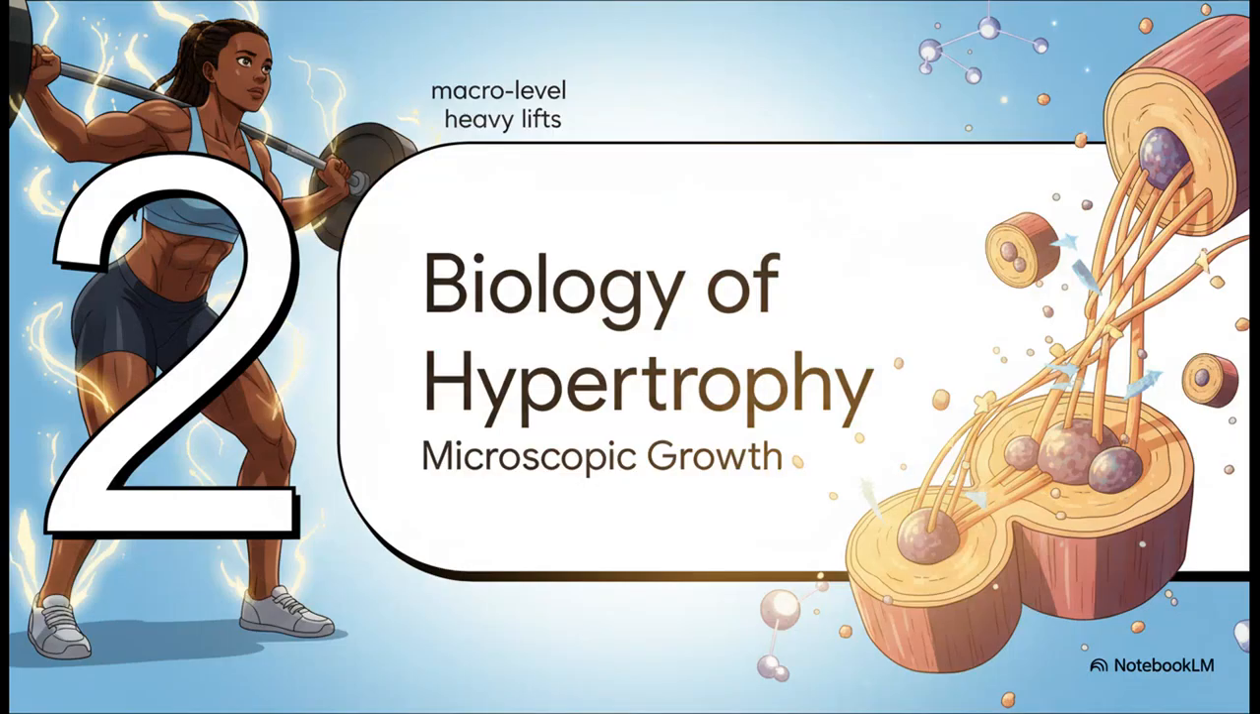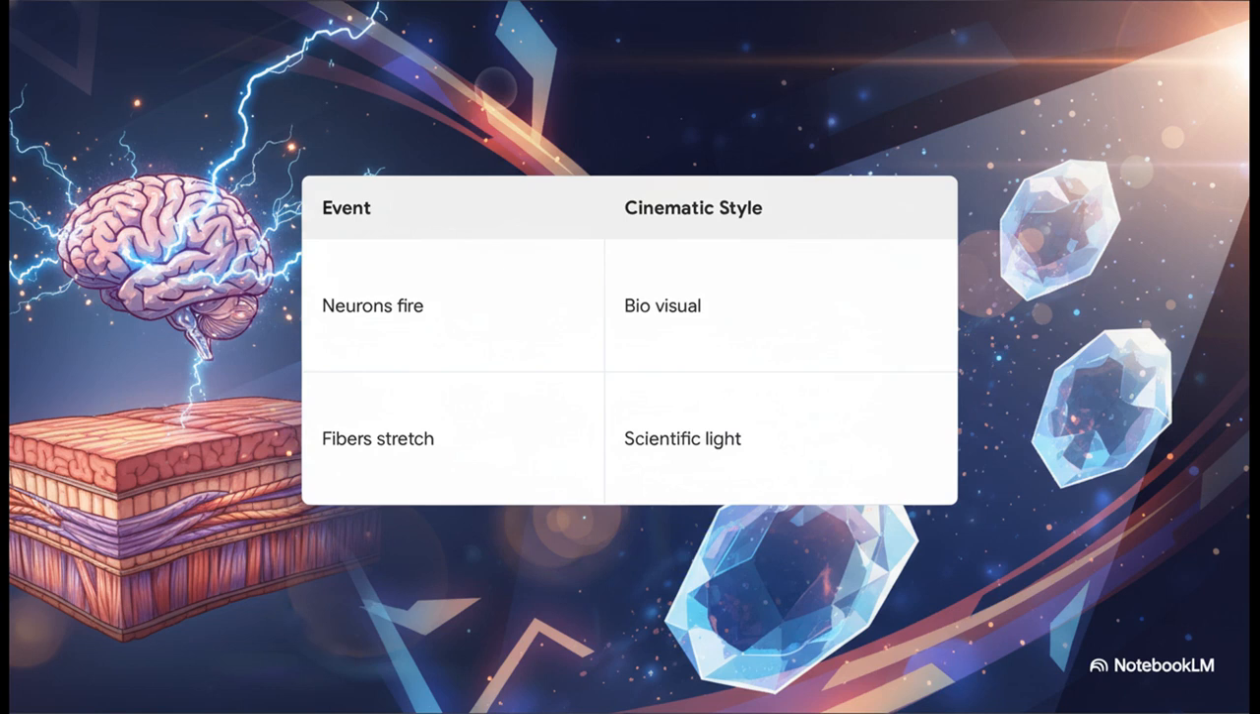Moving on to Section 2, the biology of hypertrophy, microscopic cinematic growth. And this brilliantly illustrates how the script masterfully transitions from macro to micro. In Scene 3, we go straight from crashing barbells down to the cellular level. On one side, we've got the cold, hard biological events. Your brain sends signals, neurons fire, and microscopic muscle fibers stretch and contract under tension. But on the other side, we have the cinematic style used to show it all. It's this hyper-realistic biology visualization with dramatic scientific lighting. It's essentially taking human biology and presenting it with the absolute flair of a high-end sports science documentary.